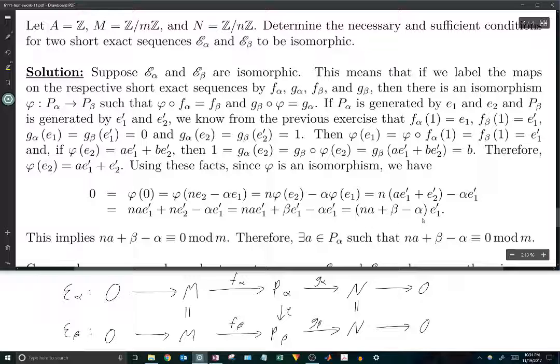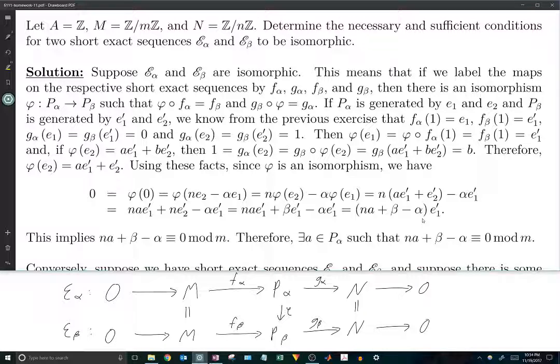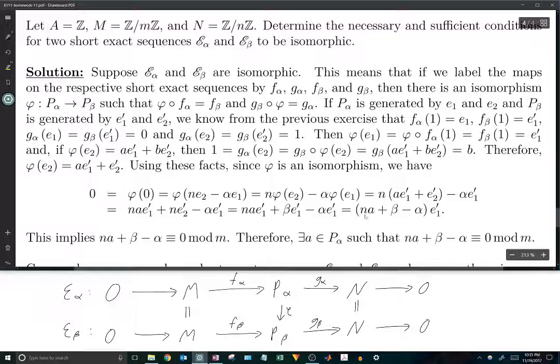Because we're taking a group generated by E1 prime and something else, and the only relation that kills E1 prime is that m times E1 prime is 0, that means that if you choose any integer strictly less than m, then that integer times E1 prime will not be 0. Because there's no way to force that, given that it's just a group generated by this thing. So this thing here has to be some integer multiple of m, which is to say that na plus beta minus alpha is congruent to 0 mod m.